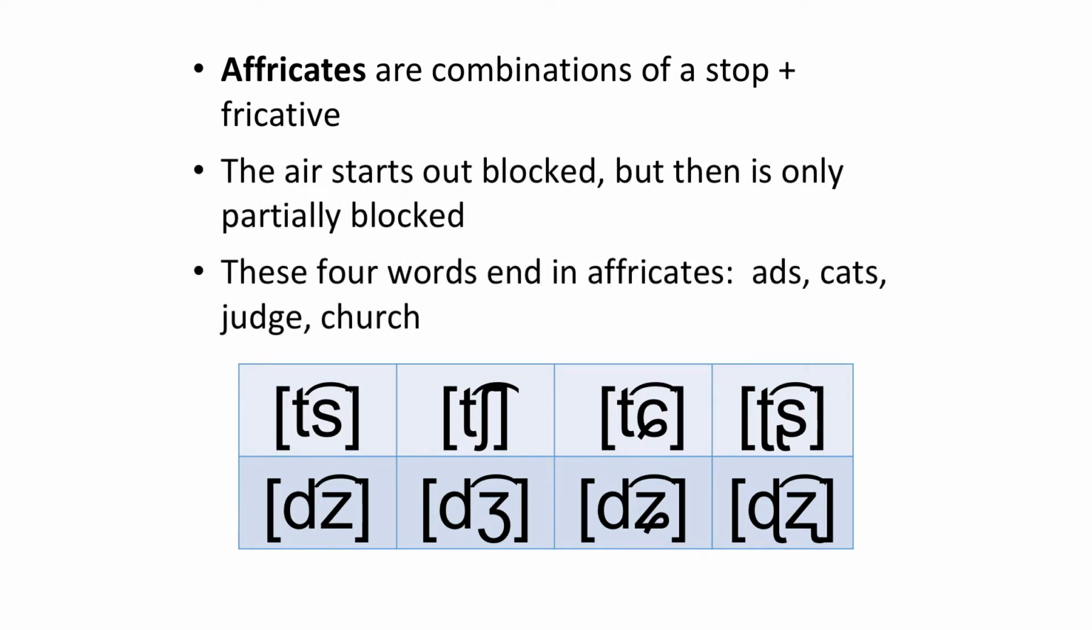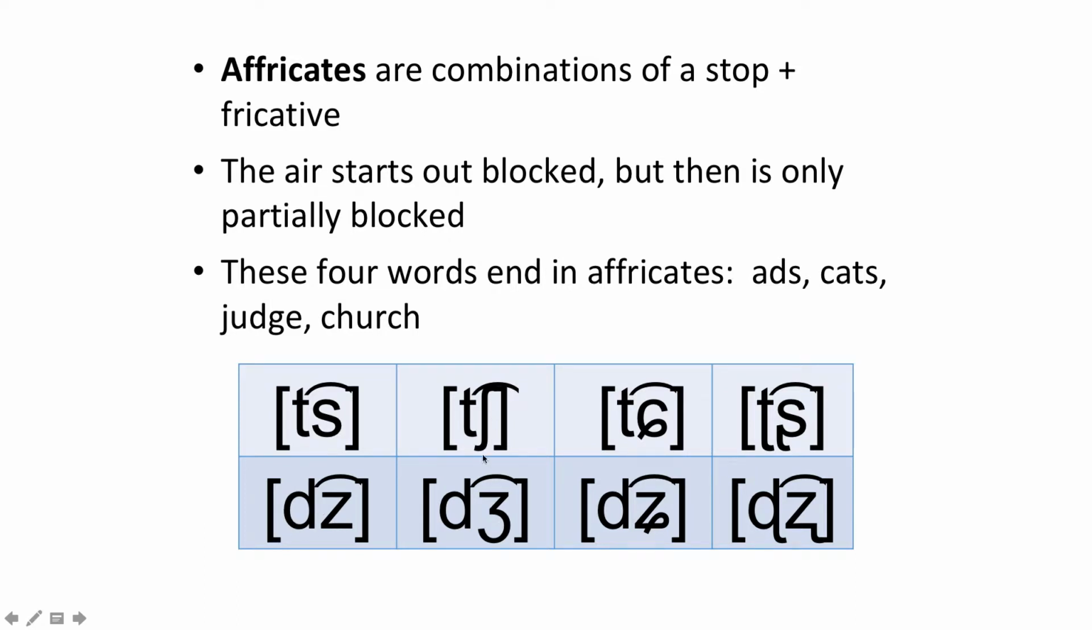So in English, these four words all end with an affricate sound: ads, cats, judge, church. So we have ts and dz, like tsetse fly or tsar. We don't start a word with dz, but we can end a word with dz in English.